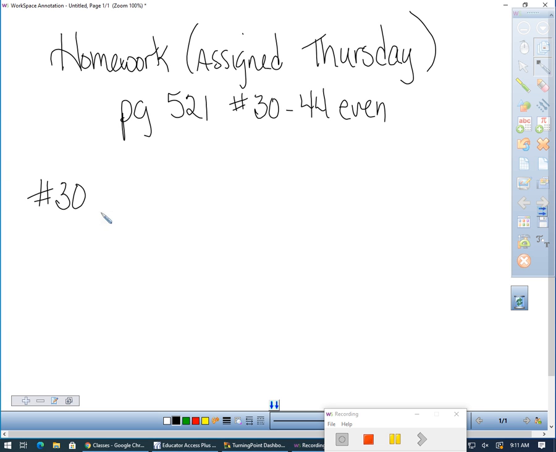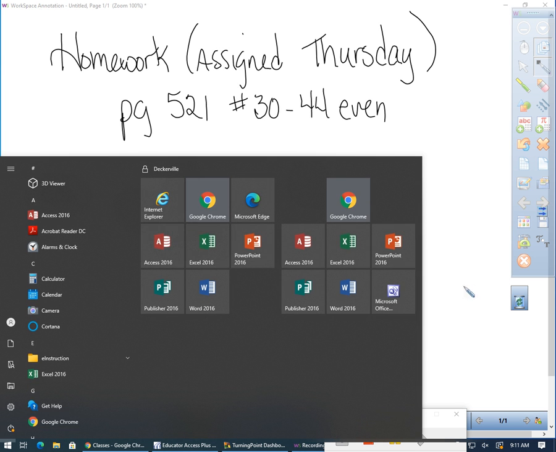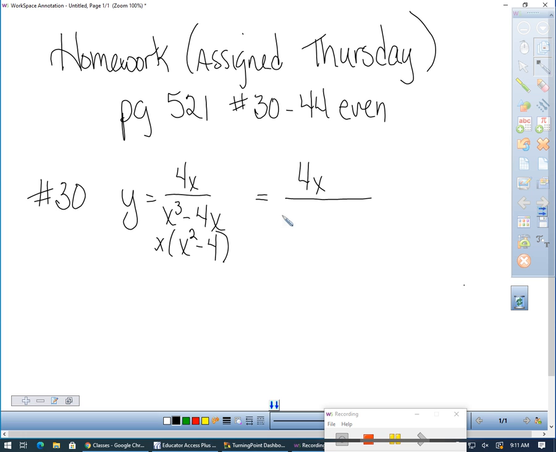You were asked to graph y equals 4x over x to the third minus 4x. In order to do this, we have to first factor everywhere. If we factor everywhere, again in the denominator here, we can undistribute an x, which gives us x squared minus 4. So then when we factor it further, we have x times x plus 2 and x minus 2, because this is the difference of squares.